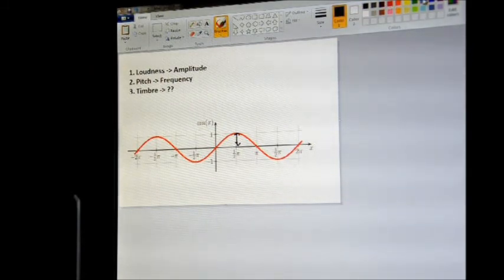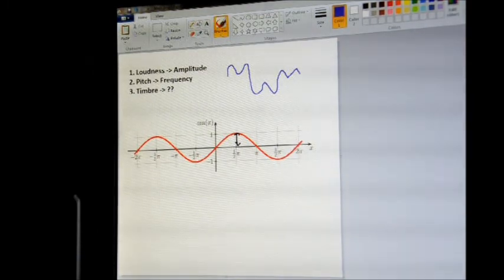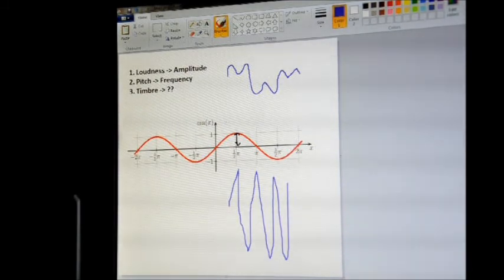Timbre refers to the shape of the wave. So maybe our wave looks like this, or maybe our wave looks something like this. I'm just drawing different shapes. Or maybe our wave is just one square wave like this. Depending on the shape of the wave, the sound would be different, even though, imagine that these three have the same frequency. Even though they have approximately the same frequency, they would sound different. Our ears would perceive them as different. The reason for that is the shape of the wave.